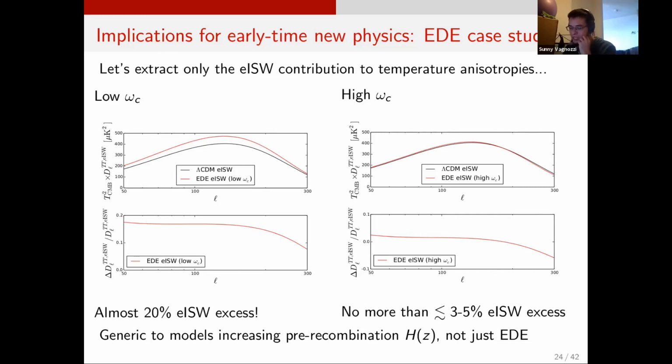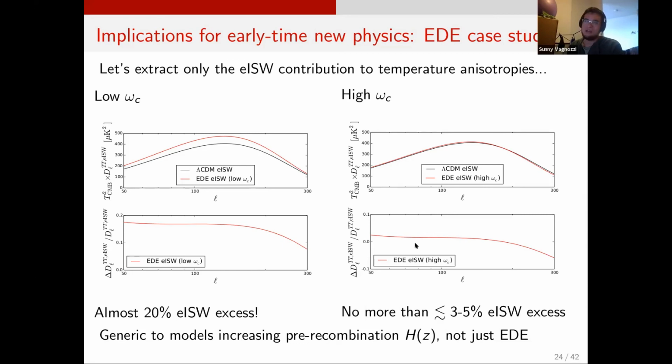I don't know how familiar you are with this, but there is a model called new early dark energy, where you have two dark energy fields. You have a multi-field model. And what happens is you get new contributions to the early ISW effect, which partially cancel this. So this model doesn't require such a high omega CDM. It still requires a higher omega CDM, but not as high as in the original early dark energy model.